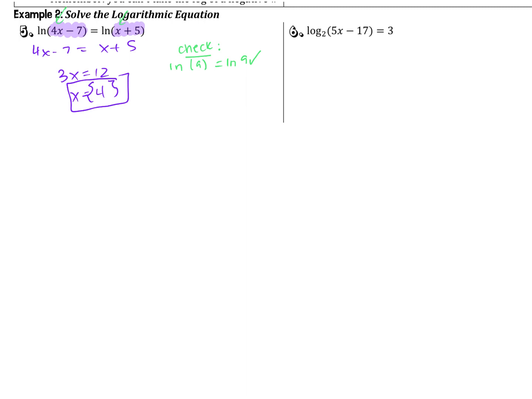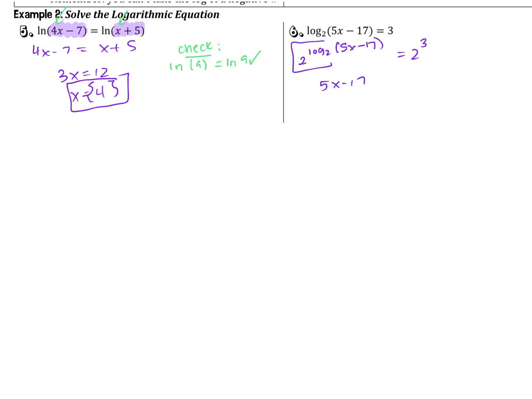Now on number 6, there's only one log. So we can exponentiate both sides. We can say 2 to the power of both sides, or we can think about that in the same way as switching forms. So I'm going to write 2 to the log base 2 of 5x minus 17 equals 2 to the power of 3. But again, you could also just switch forms. It's going to get you to this next step.